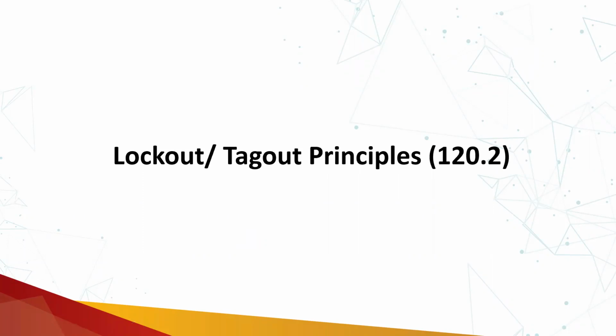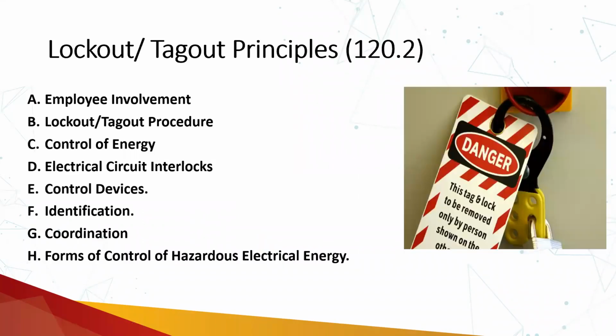120.2(B) talks about the lockout and tagout principles. So 120.2(B) is further divided into A to H, like employee involvement. Here it doesn't say qualified employee involvement. In the lockout and tagout procedure, we need to involve the employee who will be directly or indirectly affected, or who might have a direct or indirect impact on the lockout and tagout process.